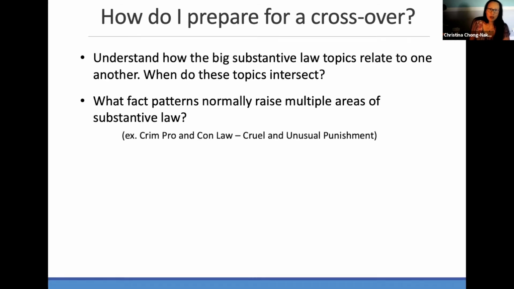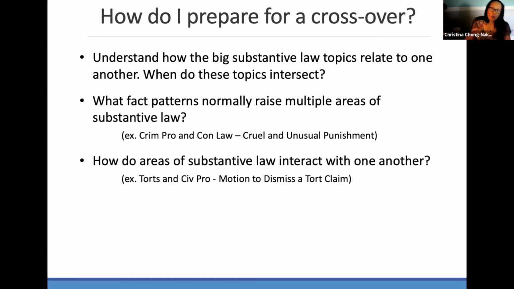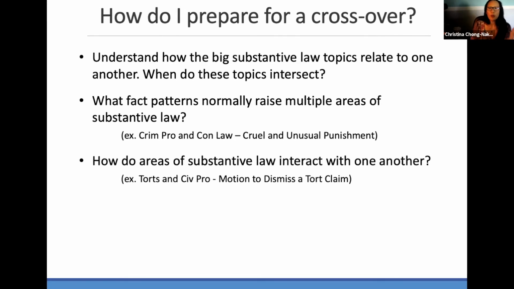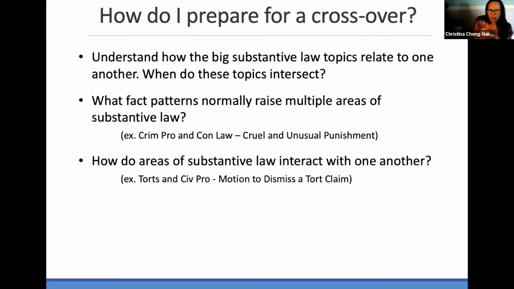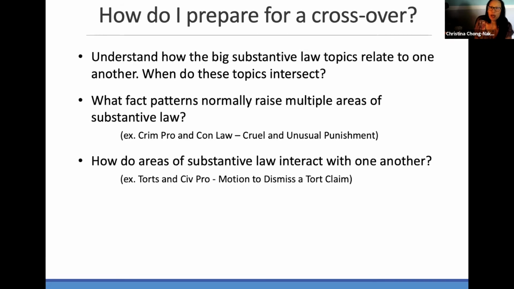Another example is crim pro and con law, where you can have cruel and unusual punishment. Now, again, seeing the fact patterns is important, but understanding how they interact is even more important. Here's one more example. I guess we're just going to have lots of examples today, which is torts and civ pro, where you have a motion to dismiss a tort claim, where you have to figure out, well, should the motion to dismiss be granted? Well, that depends on the strength of the underlying tort claim. That's a really tricky way to test two areas of law.